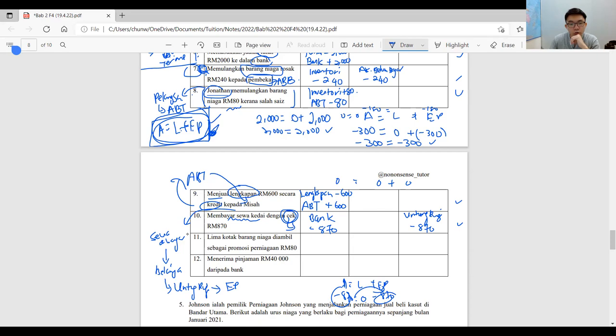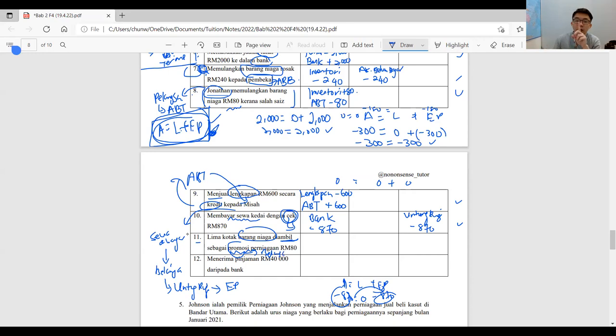All right, now go to 11. 5 kotak barang niaga. All right, diambil. Okay, now even though you see the ambilan, you think that, oh, diambil masuk ambilan. But no, hey, we have to check. Ambil untuk apa? Okay, here it says that dia diambil sebagai promosi perniagaan. Oh, so when you ambil for promosi, I told you promosi is a belanja.